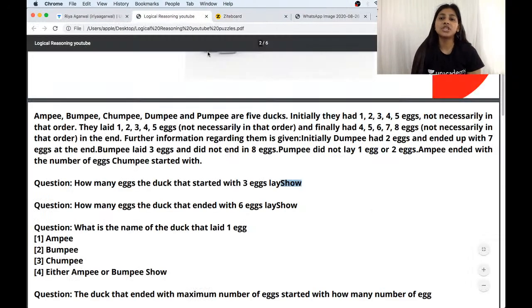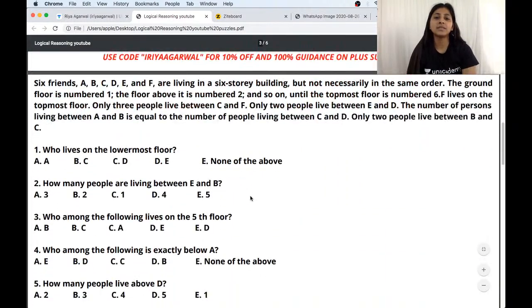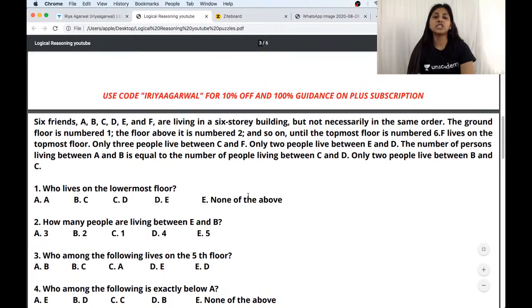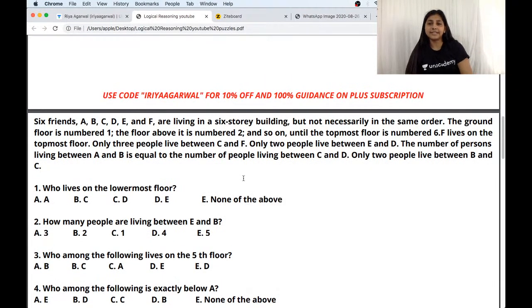Let's see the next question. Next set. Okay, this is the set. In this you have to arrange the people in a 6-story building. There are 6 people, you have to arrange them on the 6-story building based on the information that is provided, the clues that are provided.